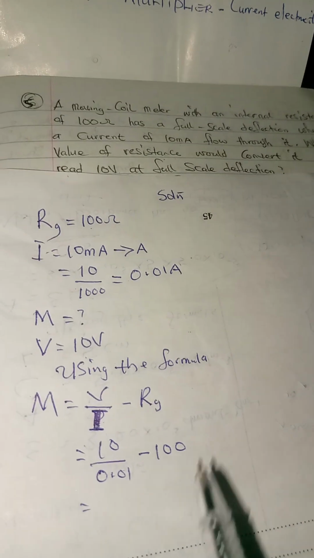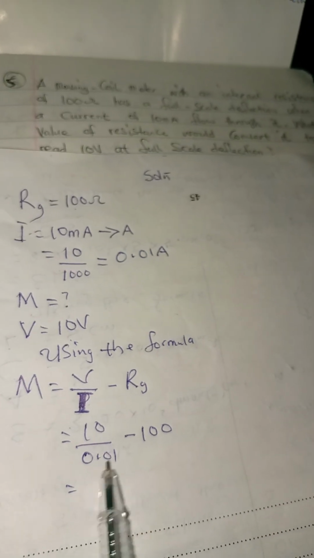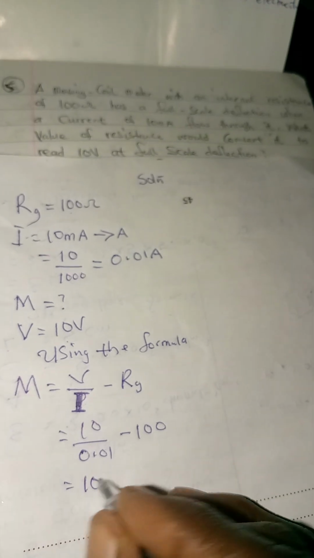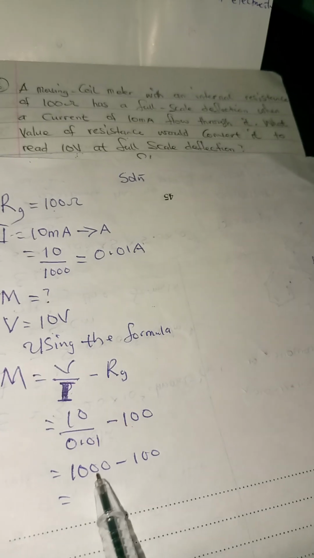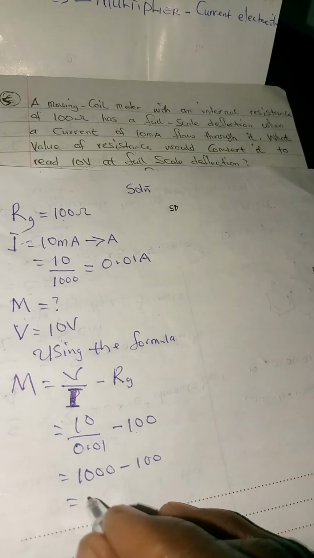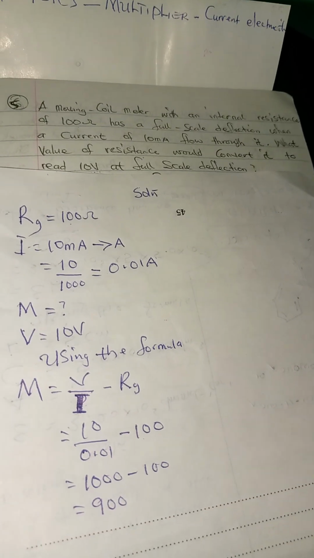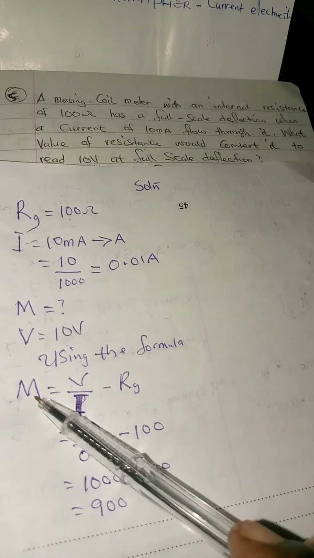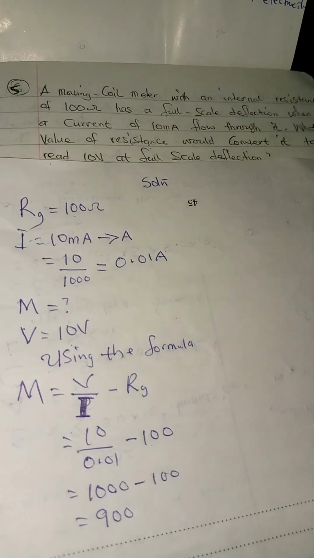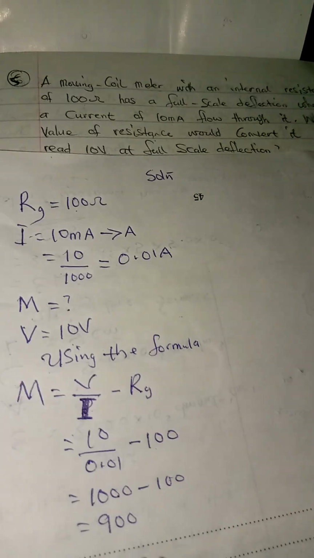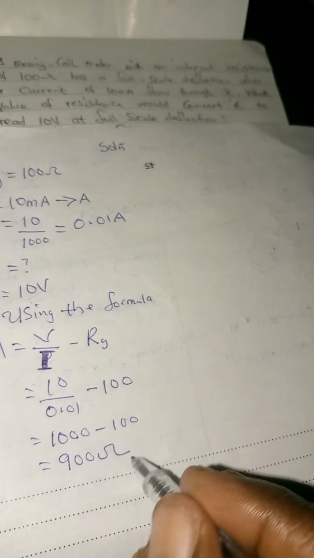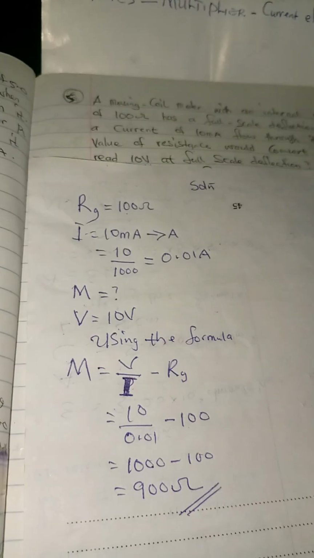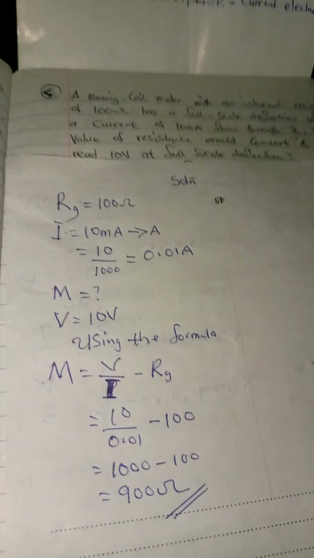So if you divide 10 by 0.01, it will give you 1000 minus 100. If you subtract 100 from 1000, it's going to be 900. Now multiplier, I told you that multiplier is a resistance, high resistance. So the unit for resistance is ohms. So this is how it is done. Very simple, right? Very simple.